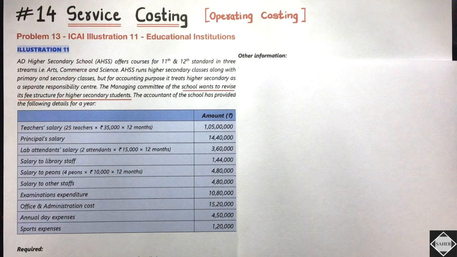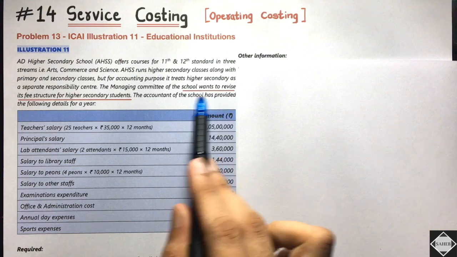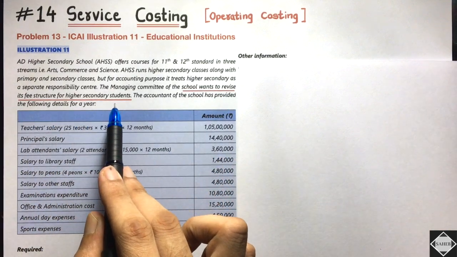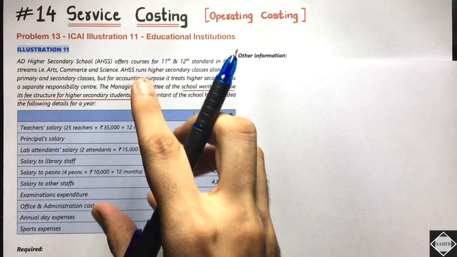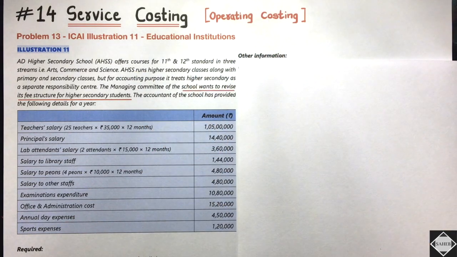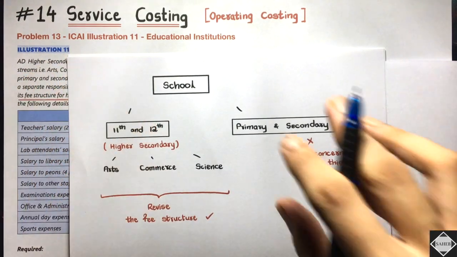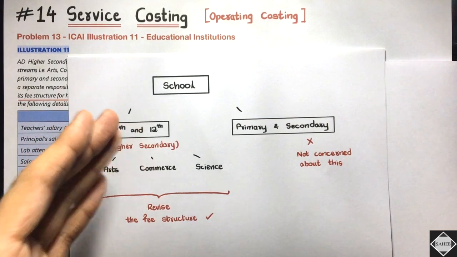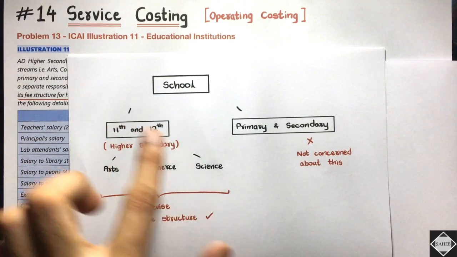They are doing accounting of 11 and 12 separately. The managing committee of the school wants to revise its fee structure for higher secondary students. Higher secondary students here means class 11 and 12. So they are focusing on class 11 and 12 especially. They want to revise the fee structure of that. Right. So if we put that in a diagram, it's like this. There is a school. There are 2 responsibility centers: 11th and 12th, and primary and secondary. And in 11 and 12, you all know they are saying there is arts, commerce, science. Fine, simple. Now they want to revise the fee structure of this.